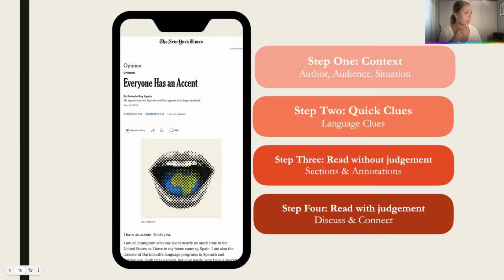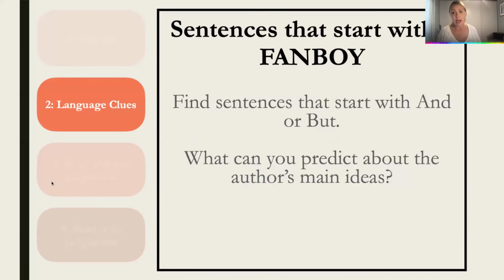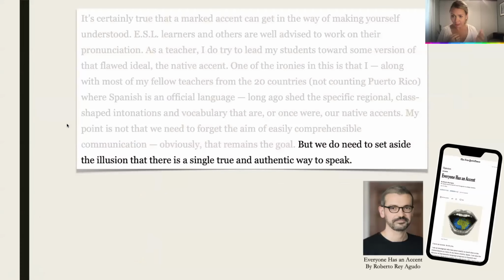The first language clue, which usually gets a laugh from the students, is that I ask students to find big but sentences. I ask them to find sentences that start with a coordinating conjunction like and or but, and ask them, what can you predict about the author's main ideas based on these sentences? It lends itself to a quick discussion about coordinating conjunctions and their function. So I'll give them the article and have them skim it to find sentences that start with a big but or a big and. If you can go to the next one.